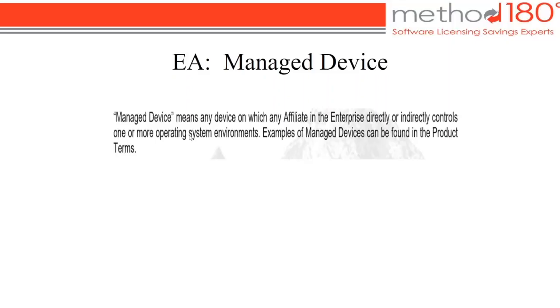And so in the EA, it's got a definition of managed device that states that it's any device which an affiliate or enterprise indirectly or directly controls one or more operating system environments, and examples can be found in the product terms. So the definition they have of a managed device in the EA itself is rather vague. I'm not even quite sure how you directly or indirectly control an operating system environment, but let's go and see what that says.